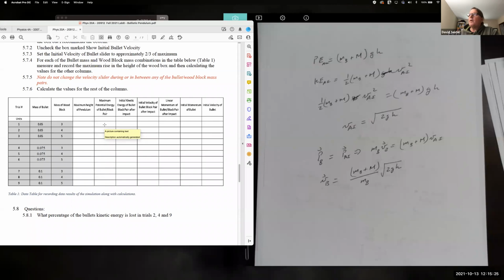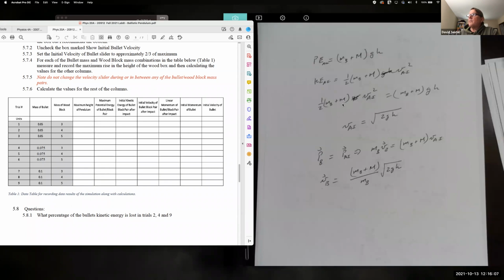We're taking our 0 point as the bottom. Since we have conservation of mechanical energy, that's equal to the kinetic energy immediately after impact. We're using conservation of mechanical energy. No non-conservative forces are acting. So this value here, the maximum potential energy, just equals the kinetic energy. But the kinetic energy is 1/2 the mass of the bullet plus the mass of the block times the velocity after impact squared.